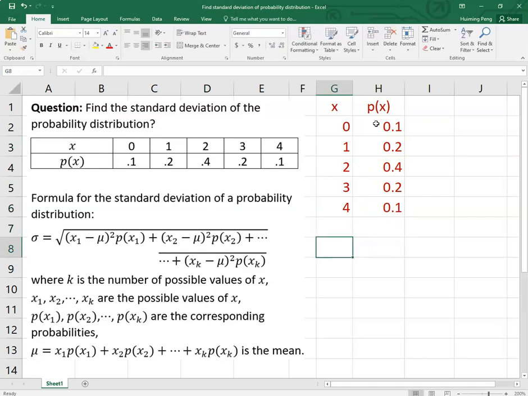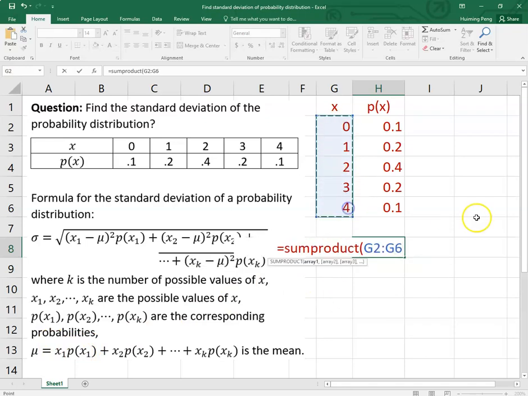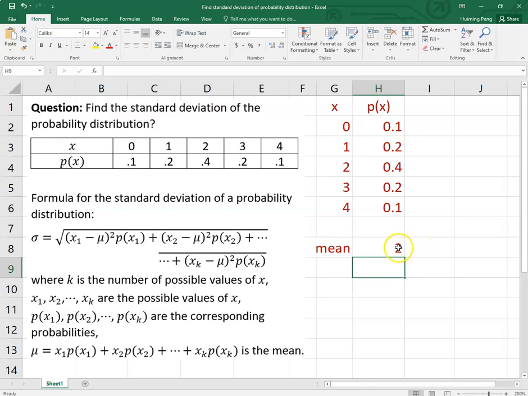First, let's find the mean. I put it here. The formula for the mean is the sum of the products of x and p, right? So that's SUMPRODUCT, highlight x, comma, and highlight p(x), and then close the parenthesis. That's the function, and then enter.